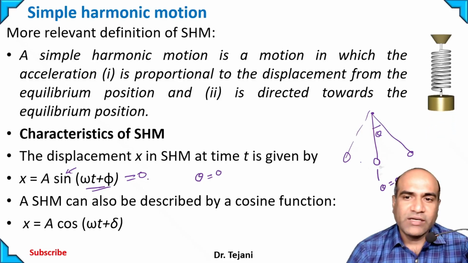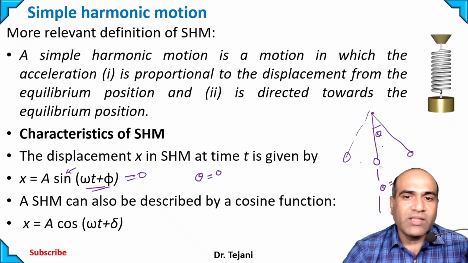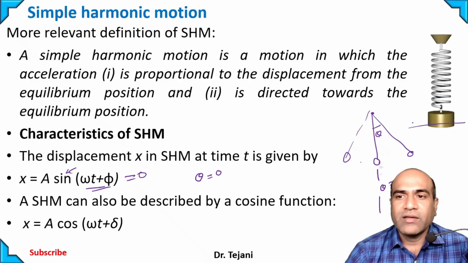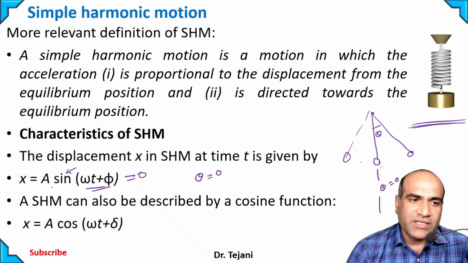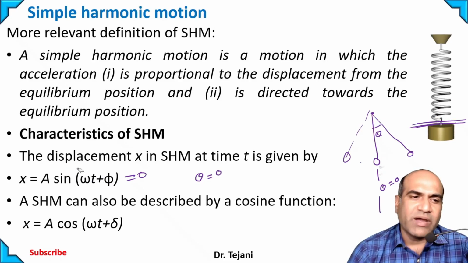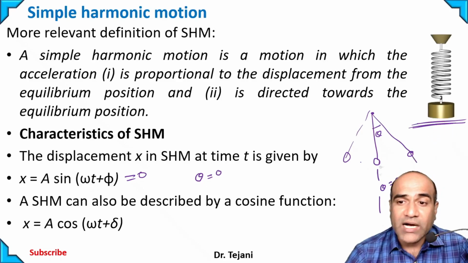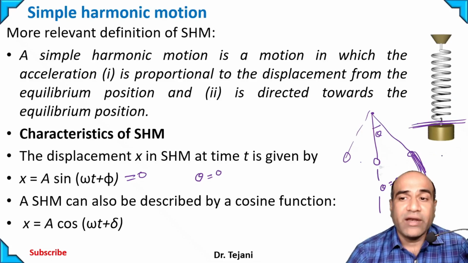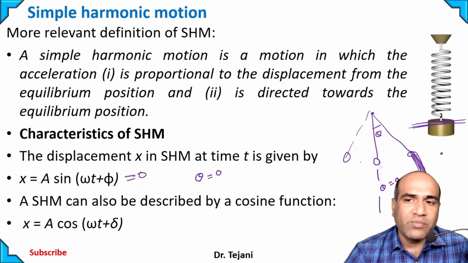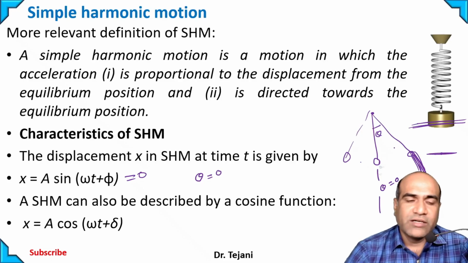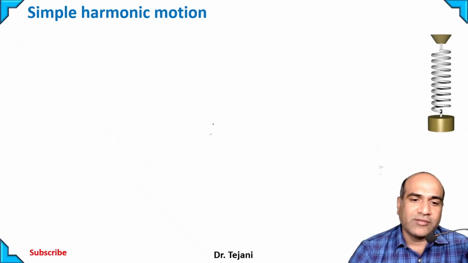Displacement is 0, right? So when the motion starts, when the initial time starts from the mid plane, remember my words, when the movement starts from the mid plane, our equation is A sine omega t plus phi. Mostly by default the equation is A sine omega t plus phi. And when the movement starts from the end position, the equation is cos omega t plus delta, right?